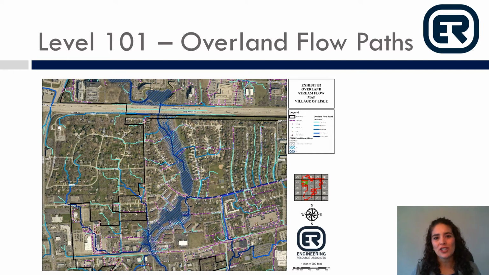The first hydraulic feature that can be created is to map the overland flow paths in your community. What these maps can show is when you have heavy rains and saturated soil conditions, where is the water flowing above the surface, regardless of storm sewers and outside of obvious creek beds. Let's zoom in on this map and talk about what exactly this can look like on a GIS exhibit.